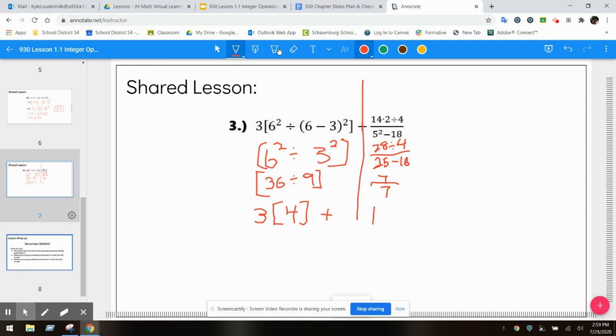I'm going to erase this line that I drew because it's sort of distracting right now. So I have 3 times 4. Everything on the right became 1. 3 times 4 is 12. 12 plus 1 is 13.